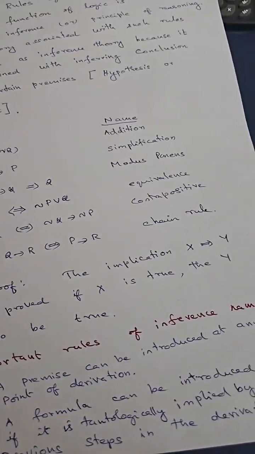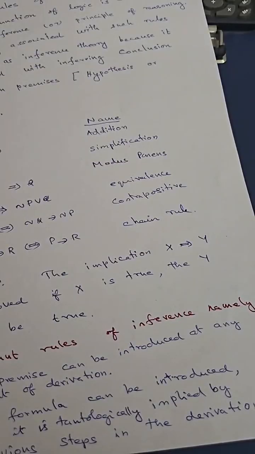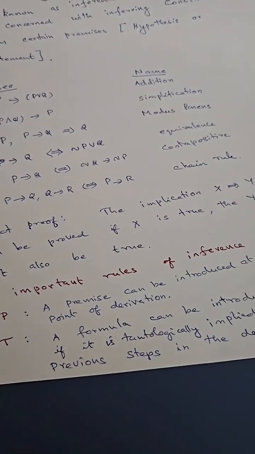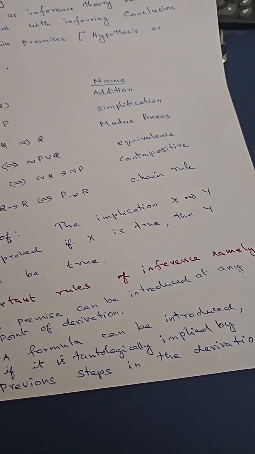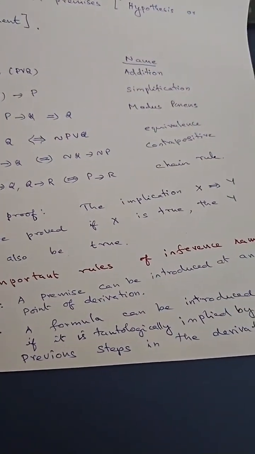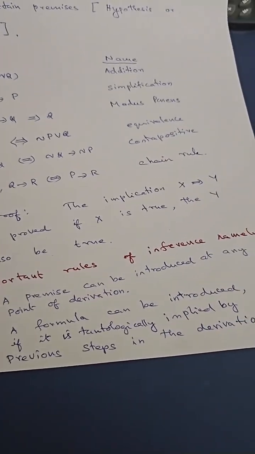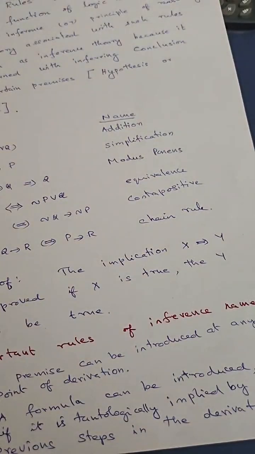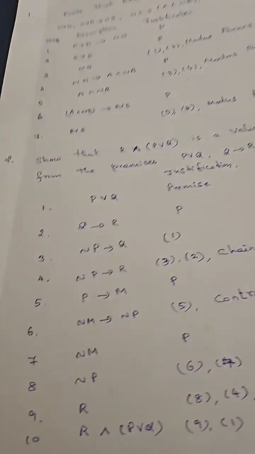The important rules used in rules of inference, to derive a theorem from the given set of premises, are these. The first rule we are going to apply is rule P, that is, a premise can be introduced at any point of the derivation. The second rule is that a formula can be introduced if it is tautologically implied by previous steps in the derivation. So these two rules are very important while solving inference theory.